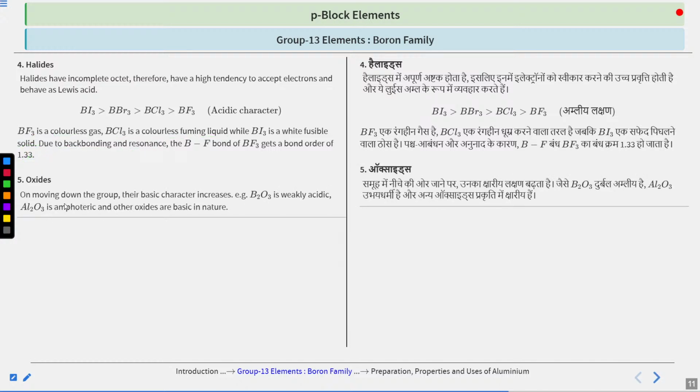Now talking about the oxides, the basic character of oxides increases. So B2O3 is weakly acidic, whereas Al2O3 is amphoteric. Why? Because of the size. Size is increasing, and that is the main reason. At the same time, the availability of d orbitals changes things, right? So the properties do get changed, and that creates a lot of complications in the properties of the elements as you move down the group.